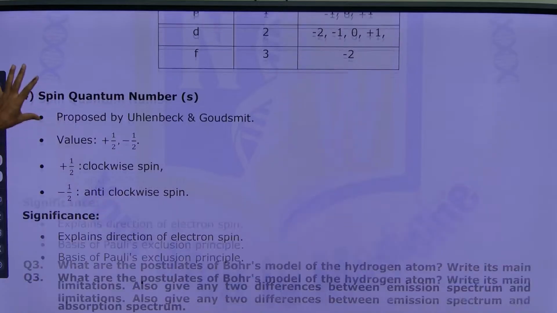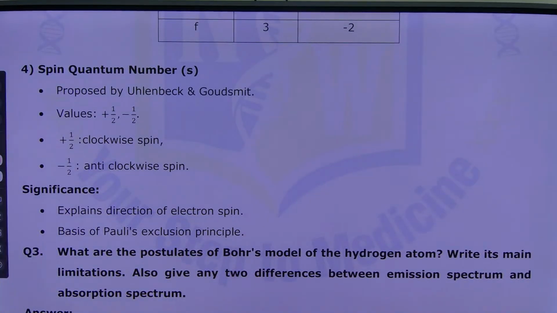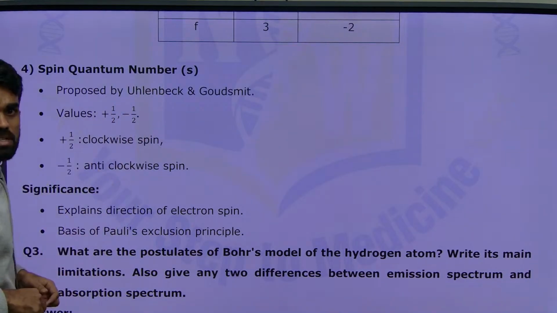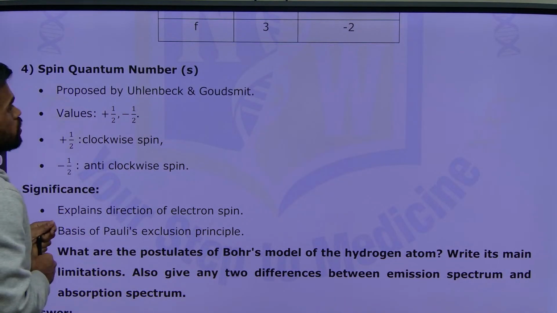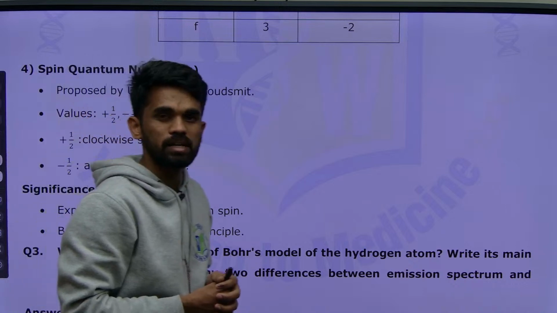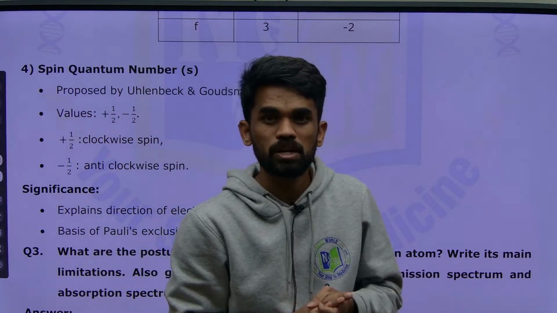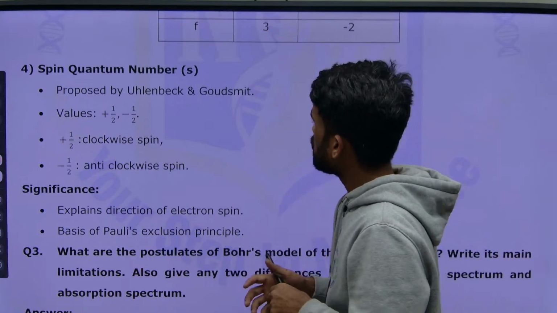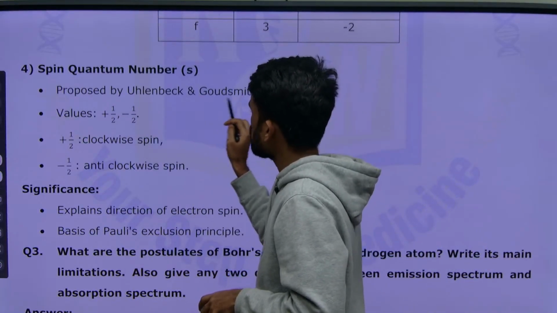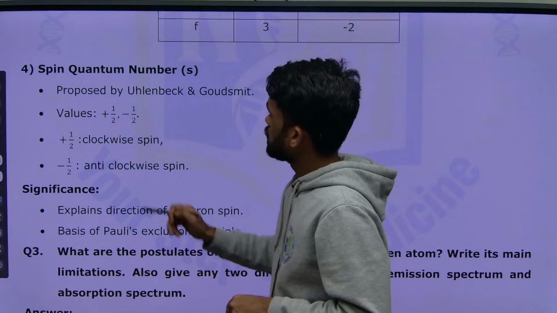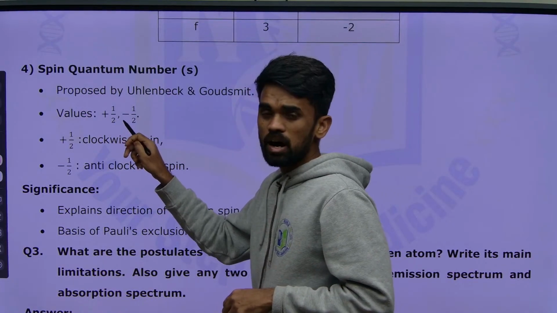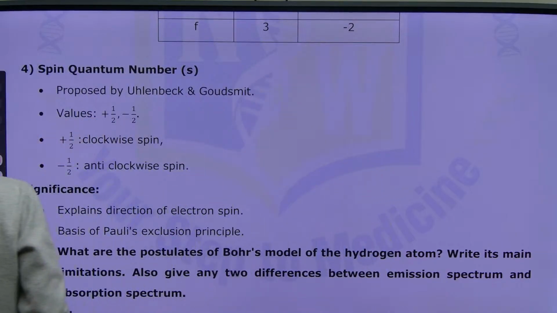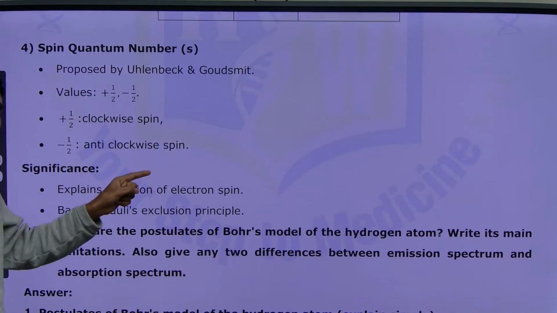Next, the last quantum number we have is the spin quantum number. What is the use of this spin quantum number? It says about the spin of the electron, how the electron is spinning. It was proposed by Uhlenbeck and Goldsmith. The values are minus half and plus half. Now what is the significance? It explains the direction of electron spin.